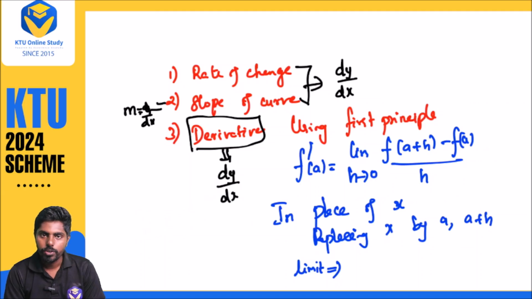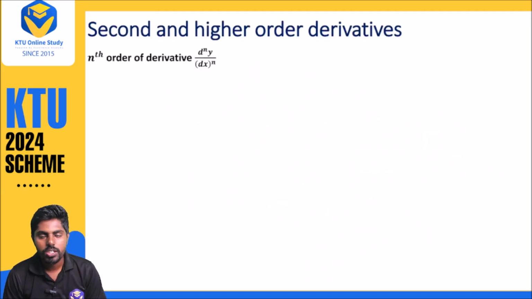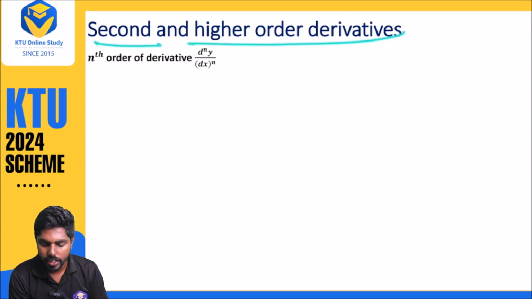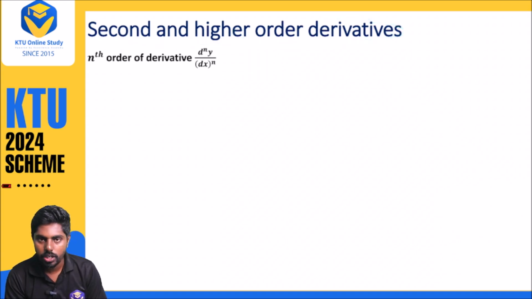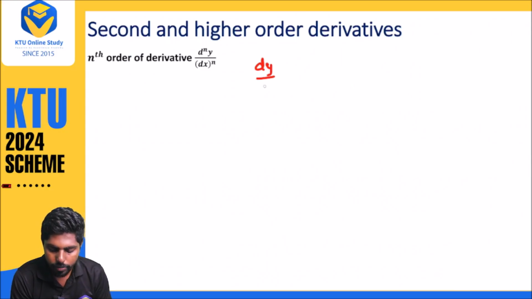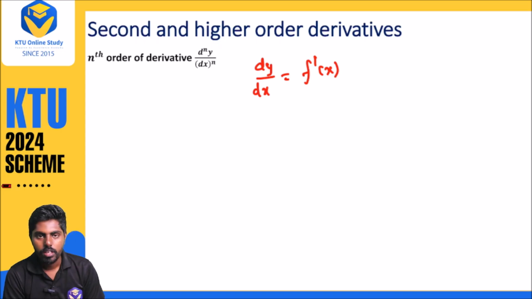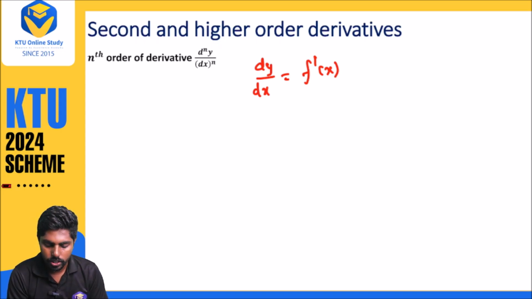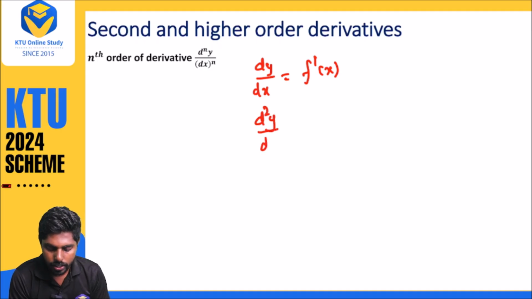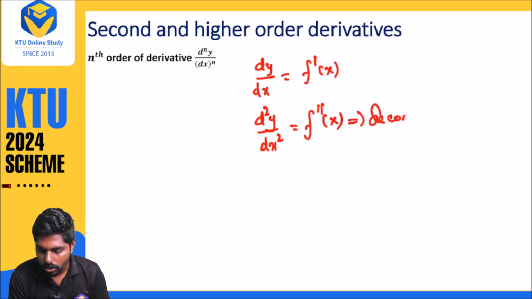So we will be going to the new topic. The next topic is second order or higher order derivative. Till now we have learned about dy by dx, that is nothing but f dash of x. Second order derivative means you are differentiating this again, that is d square y by dx square, that is f double dash of x. This is called the second order derivative.